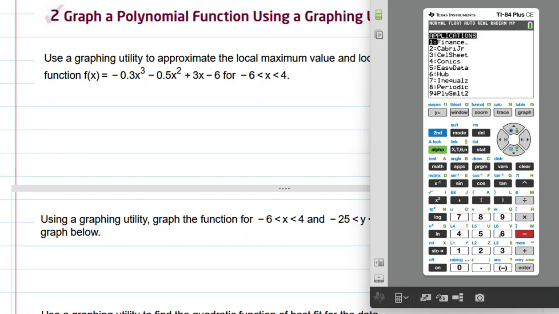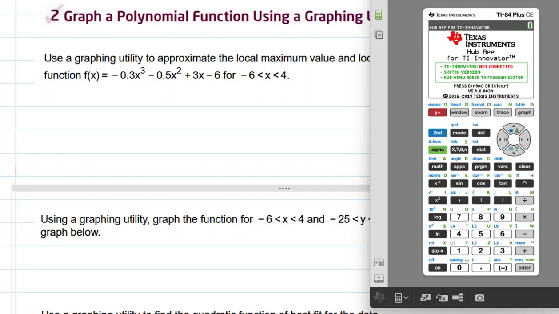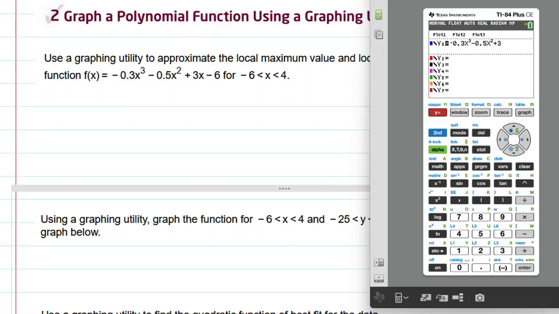minus 6. Oh, darn it. What did I do there? I don't know what I hit. Sorry about that. 3x, I apologize, minus 6. Okay, I was looking at the keyboard. All right, does everybody see that?